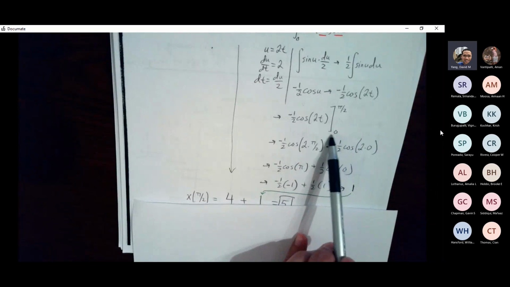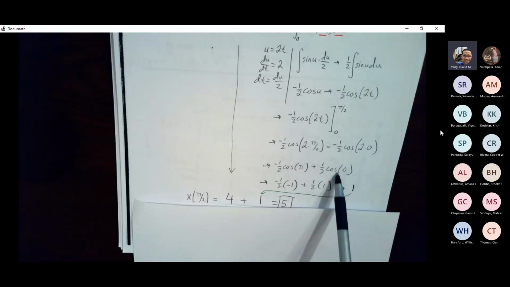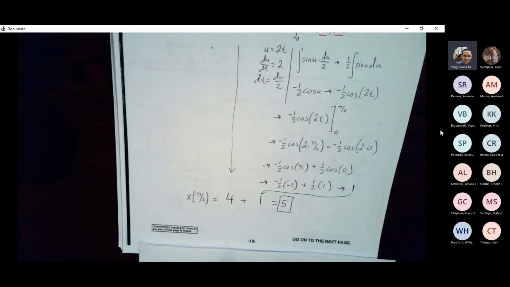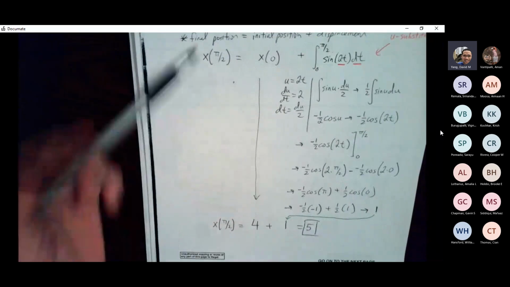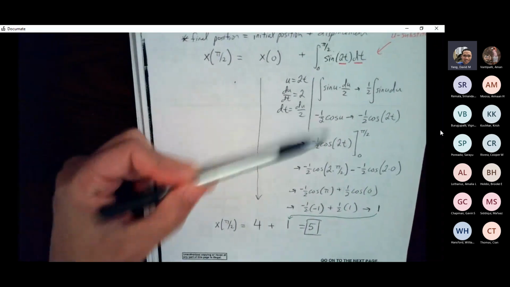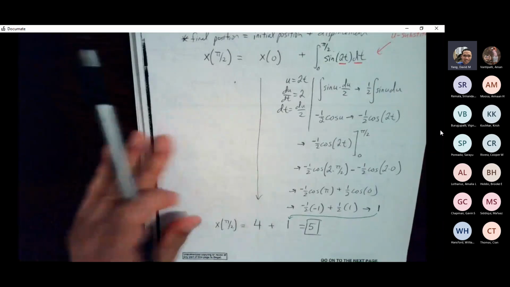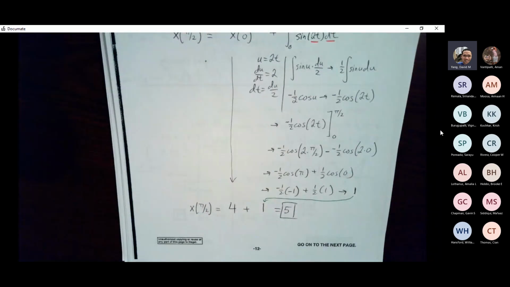Okay, same thing with that 0. 0 in for t. 2 times 0 is 0. Cosine of 0 is 1. So we get 1/2 plus 1/2, which is 1. And then don't forget our initial starting position, x of 0. We start off at 4. We make a progress of +1. So 4 plus 1, we end up with a location of 5.